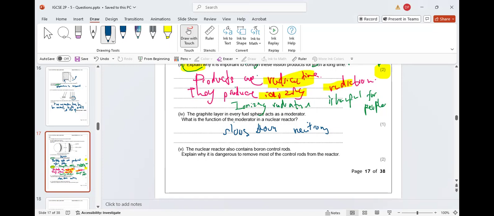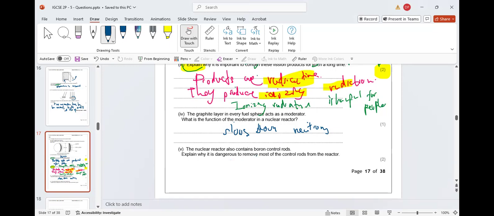So it becomes more unstable by absorbing a neutron, right? So you know that uranium-235 absorbs a neutron and becomes uranium-236, which is more unstable than uranium-235. So it undergoes fission because it is unstable, right?